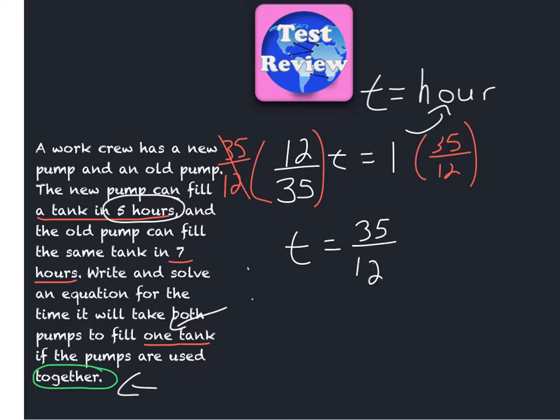Change that to a mixed number, and you'd get t equals 2 and 11/12. And that would be your answer. 2 and 11/12 of an hour would be your answer.